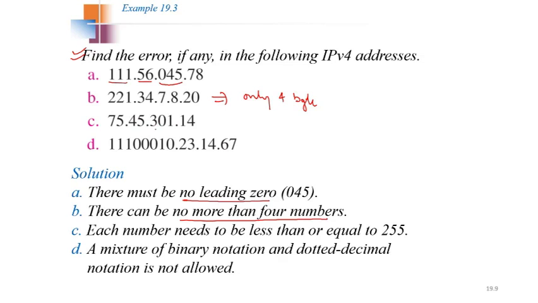Next one is 75.45.301. 301 is higher than 255. So it should be less than or equal to 255. So there is an error at this location.